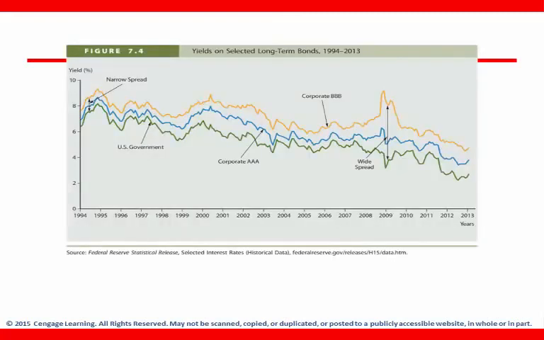Now, Figure 7.4 is going to put the U.S. government bonds in green. It's going to put corporate AAA bonds in blue, and then corporate BBB bonds in orange. And as you can see, since there's more risk associated with each step up here, these bonds are going to get a higher yield for that specific year. And sometimes the spread between these is not that big of a deal, such as in the mid 90s, and then sometimes it can be very wide, like it was in 2009.